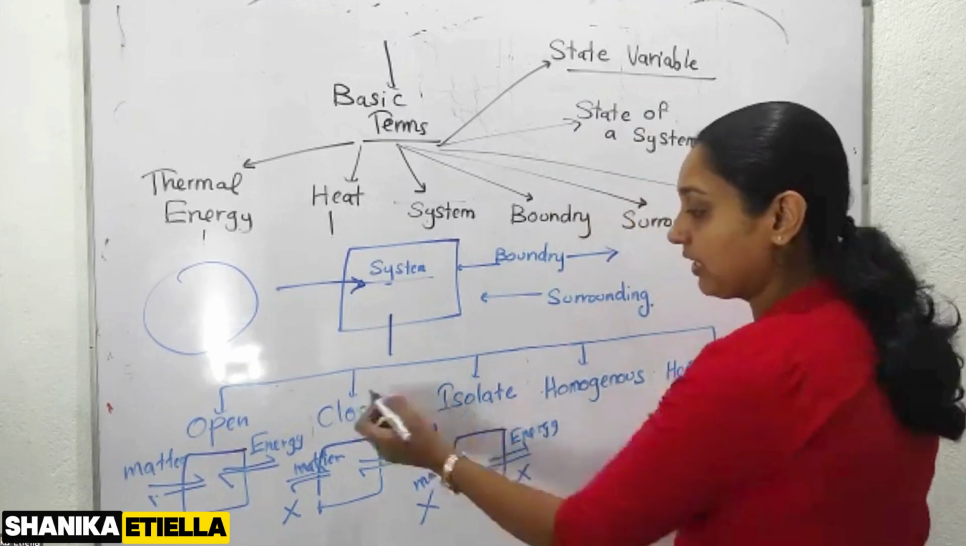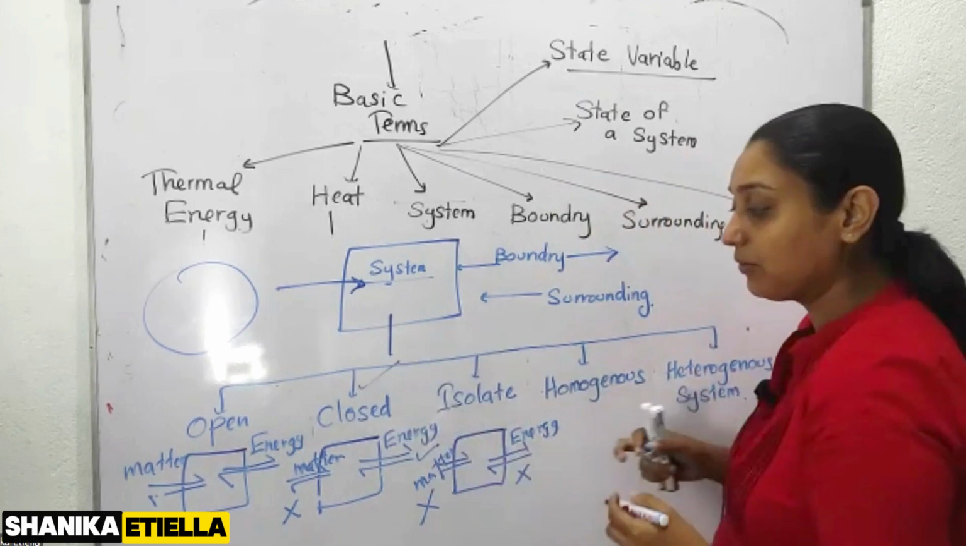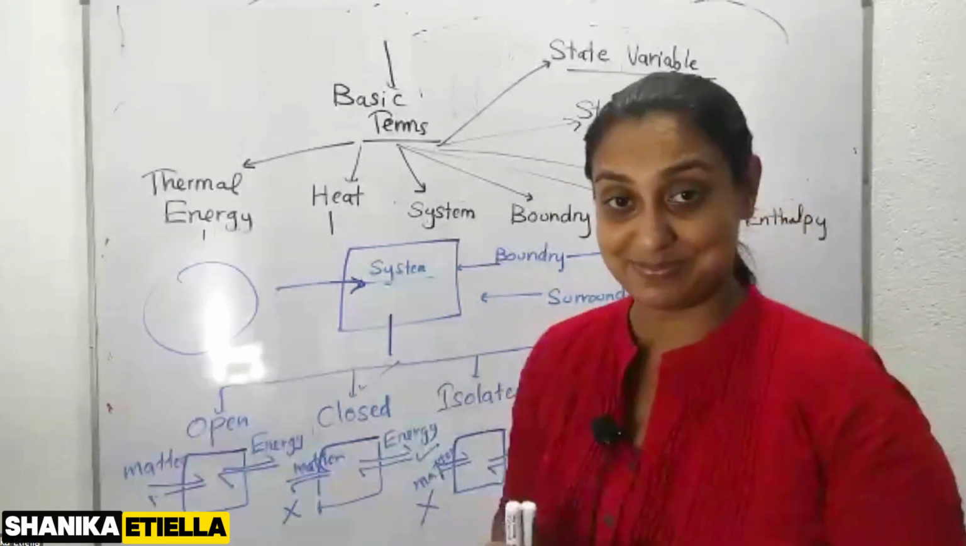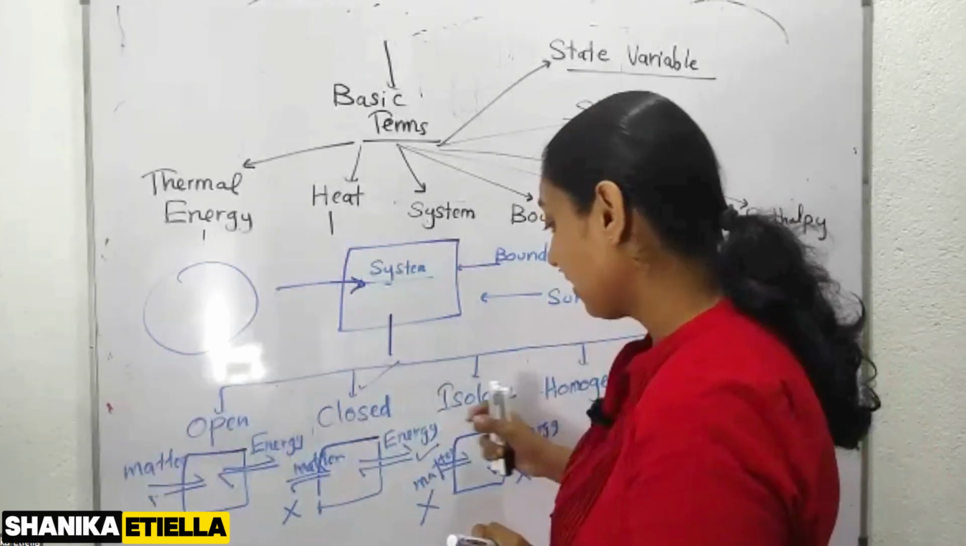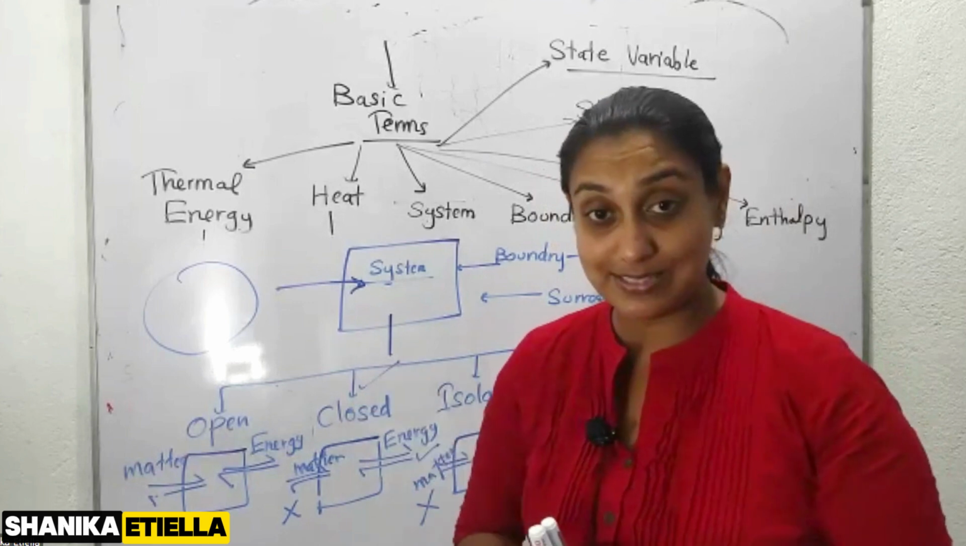In chemistry, for the energetics lesson, we normally go with the closed system, right? Not the isolated system. Normally, we go with the closed system. Clear?